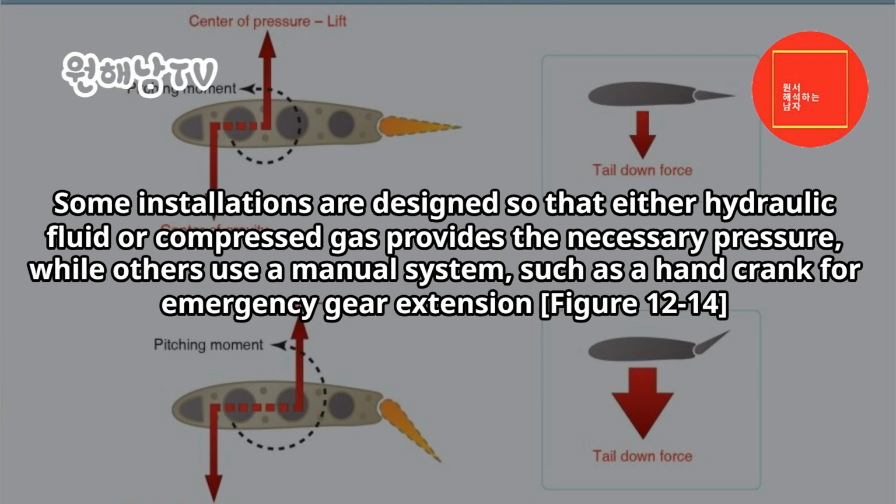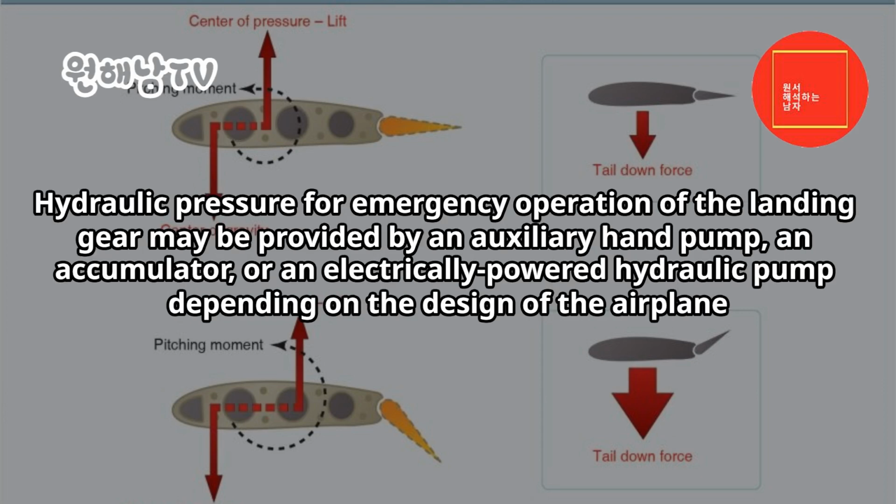Figure 12-14. Hydraulic pressure for emergency operation of the landing gear may be provided by an auxiliary hand pump, an accumulator, or an electrically powered hydraulic pump depending on the design of the airplane.